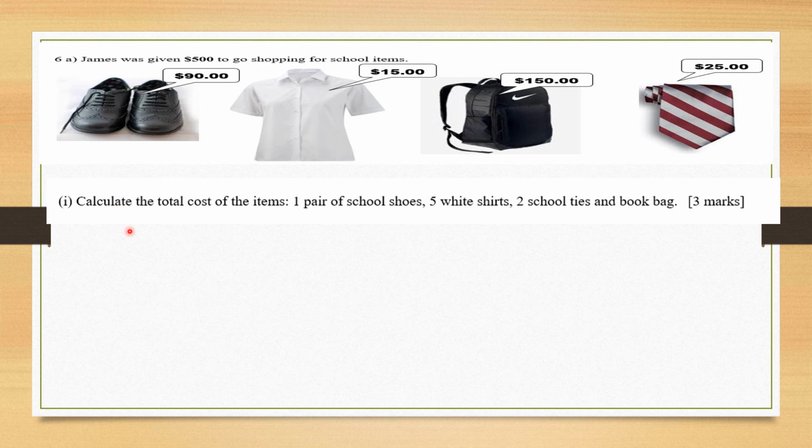Consumer arithmetic question. James was given $500 to go shopping for his school items. The shoes cost $90, the shirt $15, the book bag $150, and the tie $25. Calculate the total cost of the items: one pair of school shoes, 5 white shirts, 2 school ties, and a book bag for 3 marks.